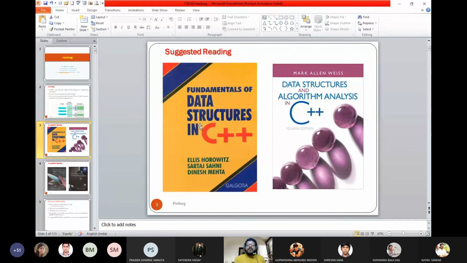I told you a number of times about this book. You can find templates and others, and in particular it will be good if you refer to the hashing portions from this book. I'm particularly referring to these two books for the hashing function, that is Mark Allen Weiss and this Horowitz Sahni. And following this, we have one section that is called dynamic hashing.